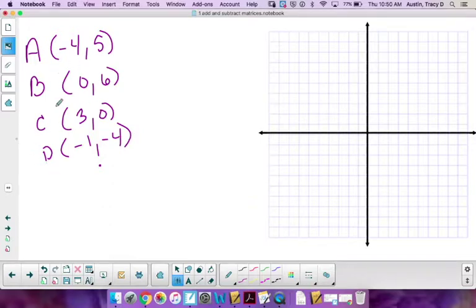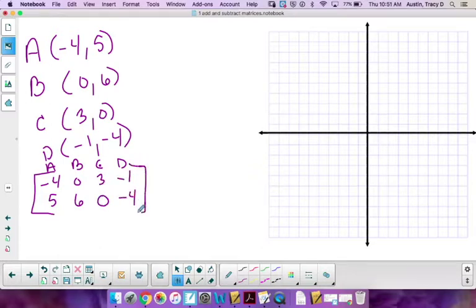Now the matrix still needs to be written with X and Y, and the columns each representing a point. So it would be negative 4, 5, 0, 6, 3, 0, and negative 1, negative 4. So there's our original shape.